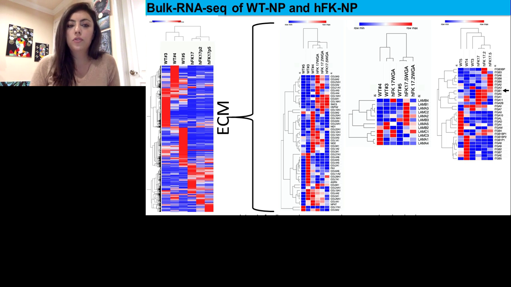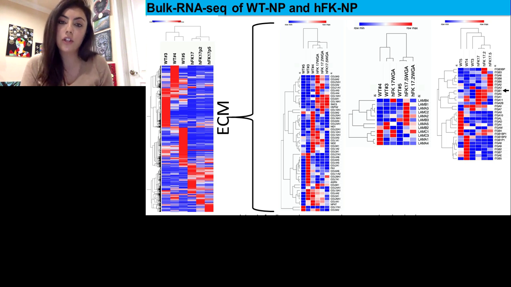And next, we wanted to look closer into the extracellular matrix, and we looked at collagens. And we could see that the Wilms tumors tend to cluster more together, while the human fetal kidneys clustered together, and they share similarities between one another. While for laminin, it seemed like they actually expressed similar laminins. In particular, they expressed a lot of laminin alpha-5.